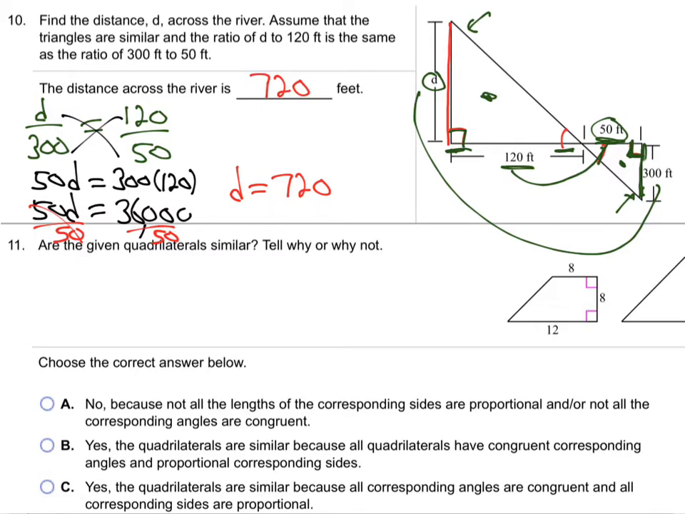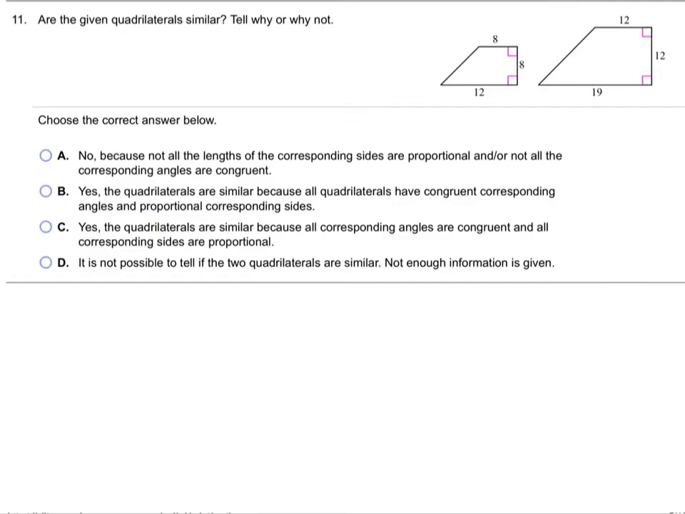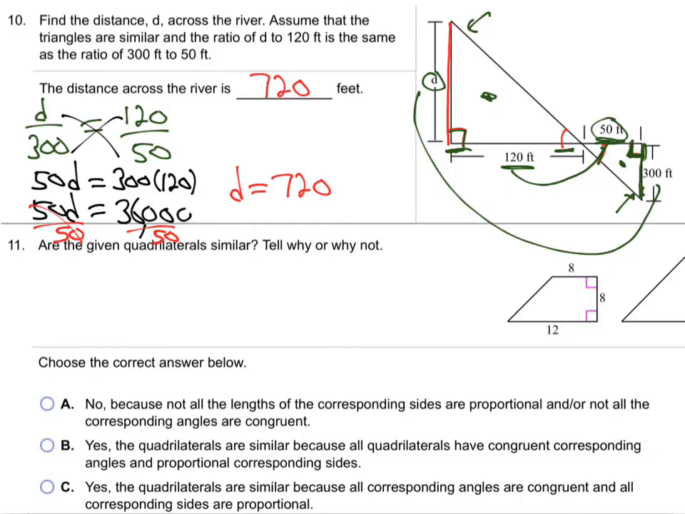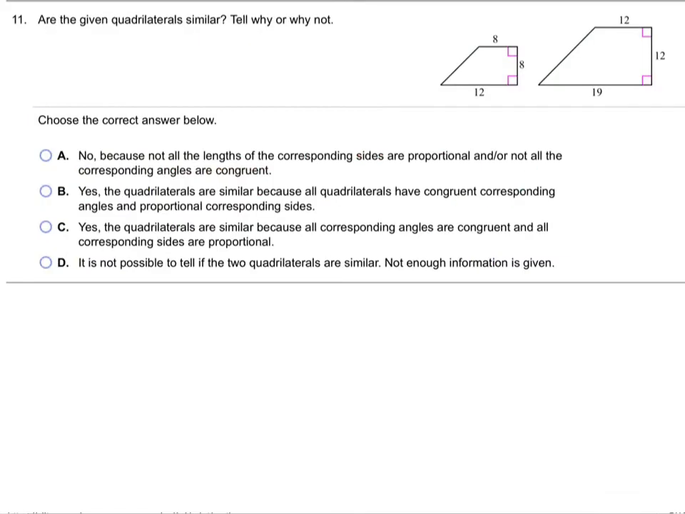Good. All right. On to number 11. Good on that one? Let's go on to number 11. Are the given quadrilaterals similar? Tell why or why not. Well, looks like, so there's this and this. Are they similar? What does it take again for two shapes to be similar?